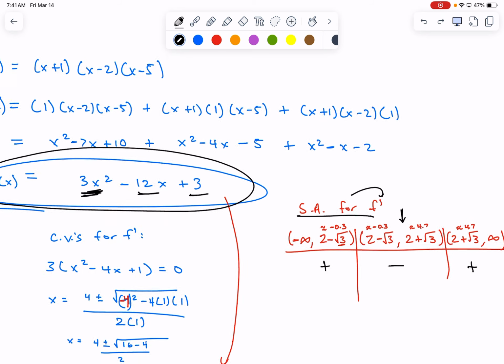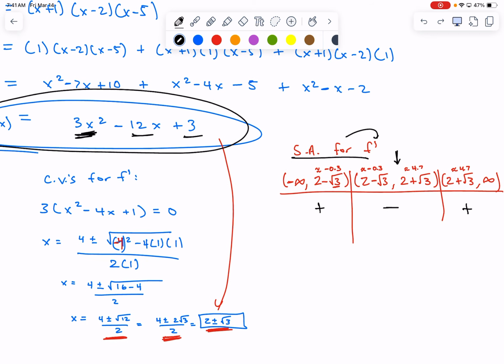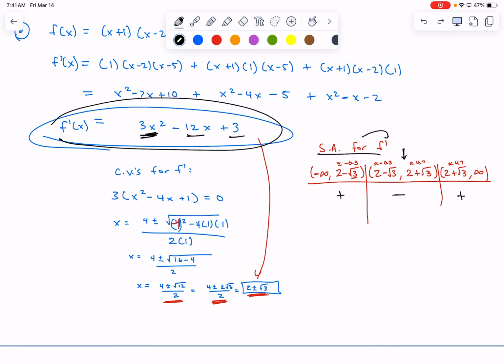Oh, hold on just a second. You have to be very careful here. So I got 2 plus or minus root 3, correct? Yeah. Tell me what I'm doing wrong here, people. Does everybody agree it's a parabola opening up? Yeah. So it's going to go positive, negative, positive. Agreed? Mm-hmm.